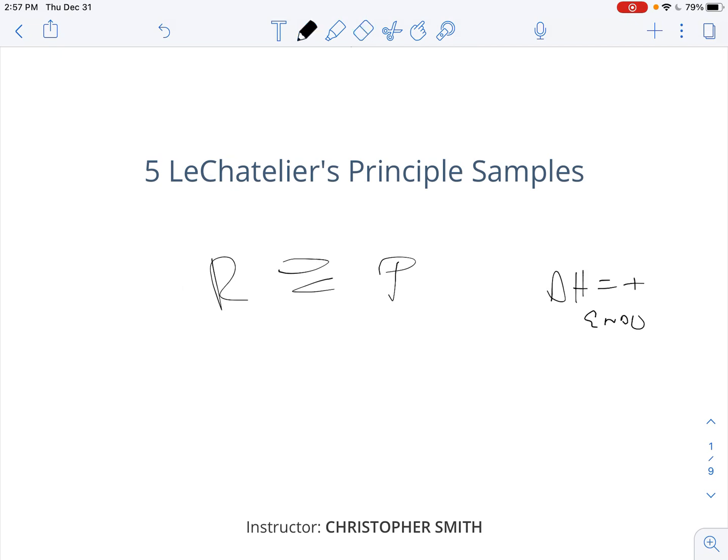If, however, heat is a product, if heat is over here on the products side of things, well, that means it would be a delta H value that is negative, or it's an exothermic situation. If you add heat, it would go to the opposite side. If you would take heat away, it would go to the same side. So the heat follows the same rules. And then the last thing is gases.